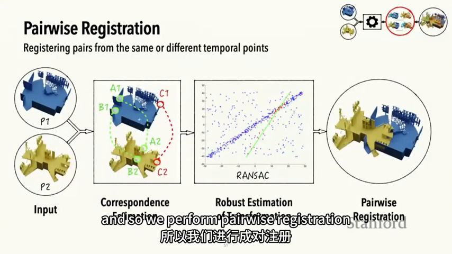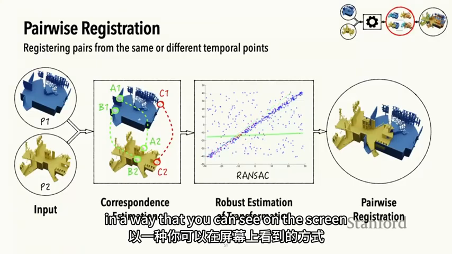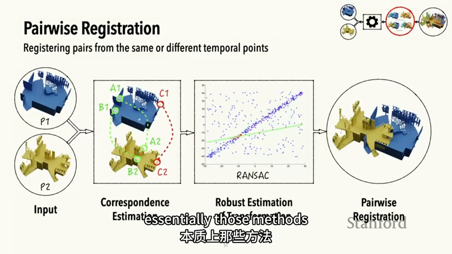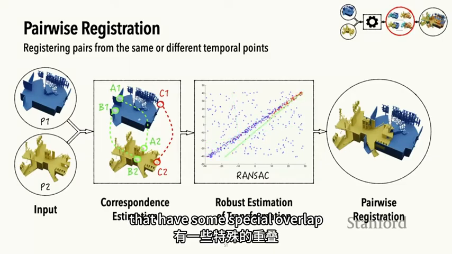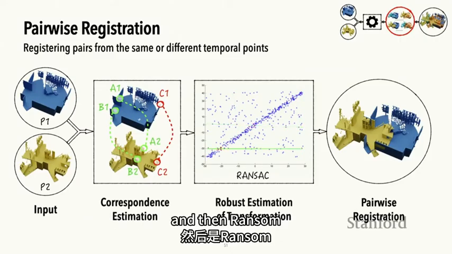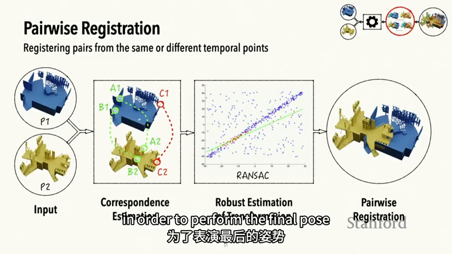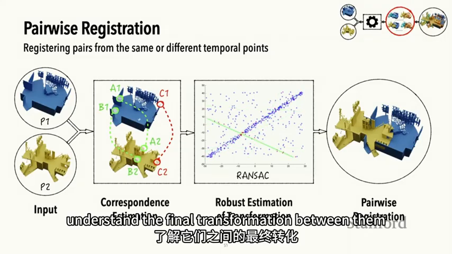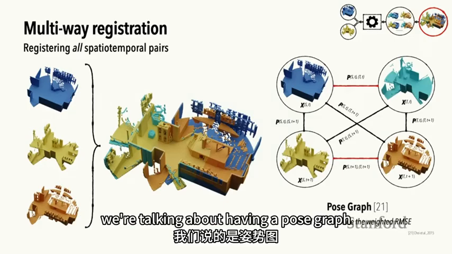And so we performed pairwise registration, where we evaluated existing methods in a way that you can see on the screen. Essentially, those methods usually take two small point clouds as an input that have some spatial overlap, and you perform correspondence estimation, and then RANSAC, maybe some ICP at the end, in order to understand the final transformation between them.